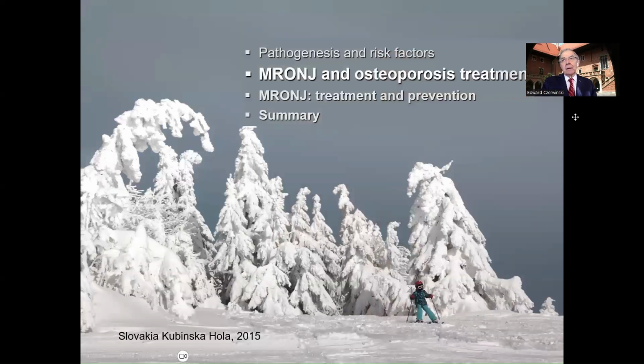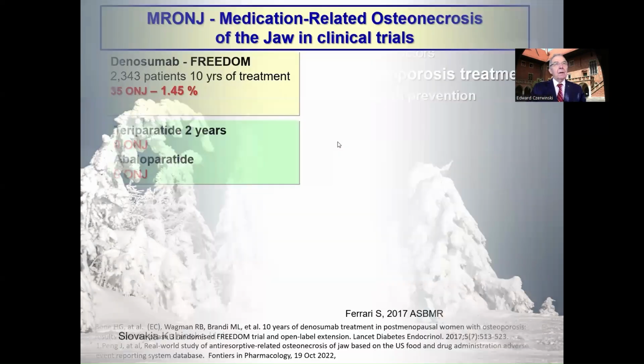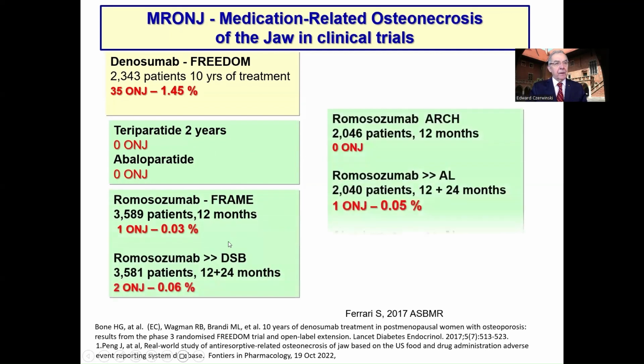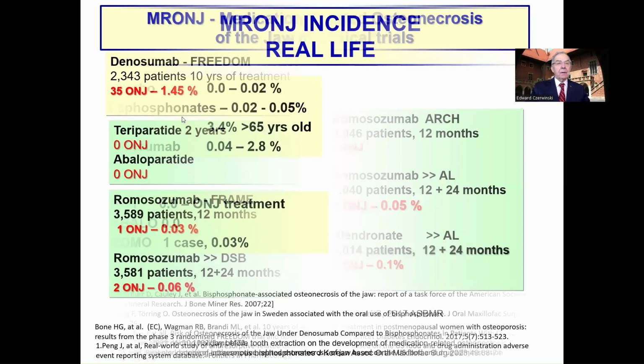So how is it with osteoporosis treatment? First of all, our trials. We have 35 cases after 10 years in FREEDOM, none on teriparatide, none on abaloparatide, just one on romosozumab. In the FRAME study, where we have denosumab, we have 2 cases, none on denosumab in the ARCH study, but one on alendronate and the alendronate group.